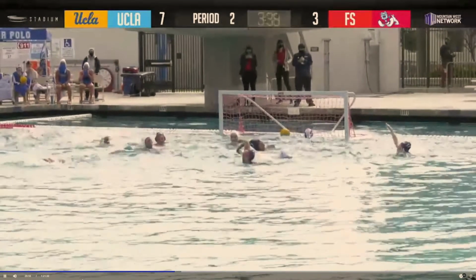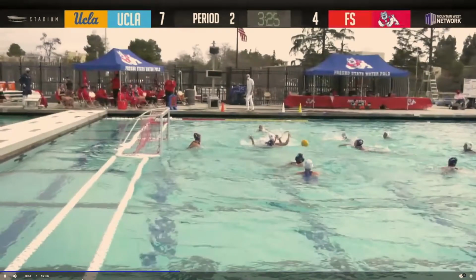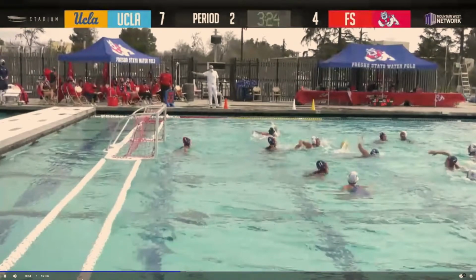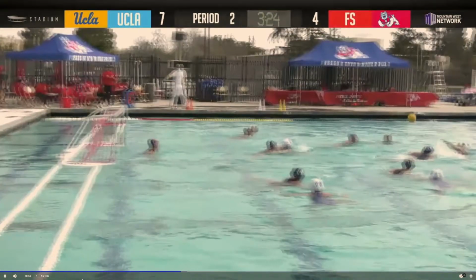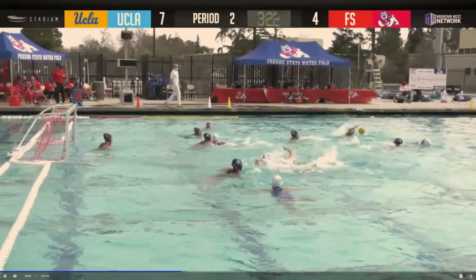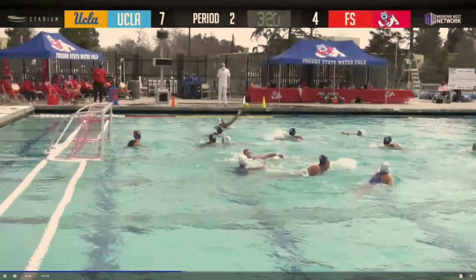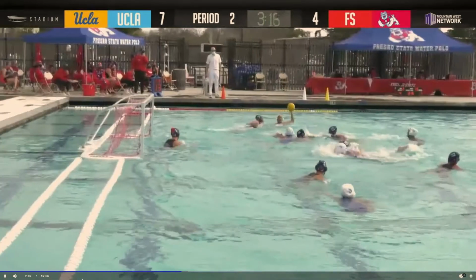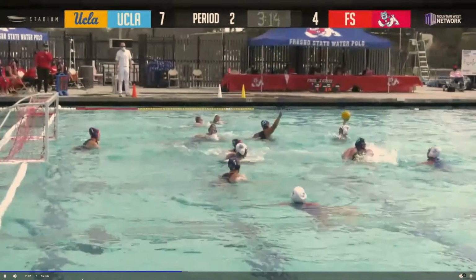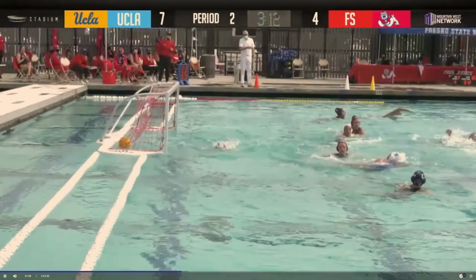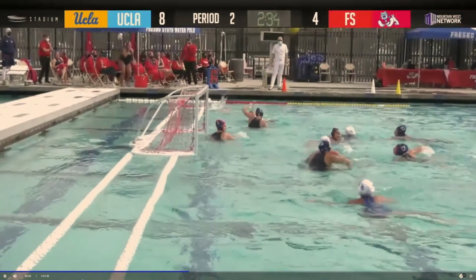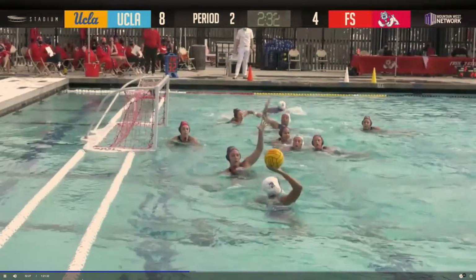Nice job there, finding the back of the net. Steals. So we'll stay with the Bruins here. Bruins will look to answer. Fresno State on the season looking to stay undefeated. Bruins answer there though. And now, I believe that one is going to go against Emily Diacono.